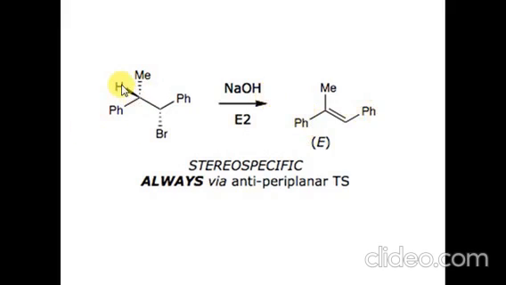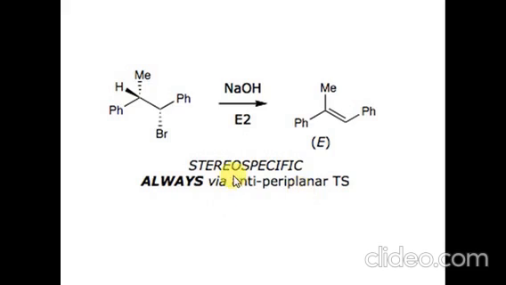Because in the case of the Z isomer, this hydrogen and this bromine will never be anti-periplanar to each other. To form the Z isomer, this bromine would have to be on the same side as the phenyl group, so the hydrogen would have to go below the plane. The hydrogen cannot go below the plane because we have to maintain an angle of 180 degrees. So we only get the E isomer from this reaction, not the Z isomer. Reason why? Because we need an anti-periplanar transition state.